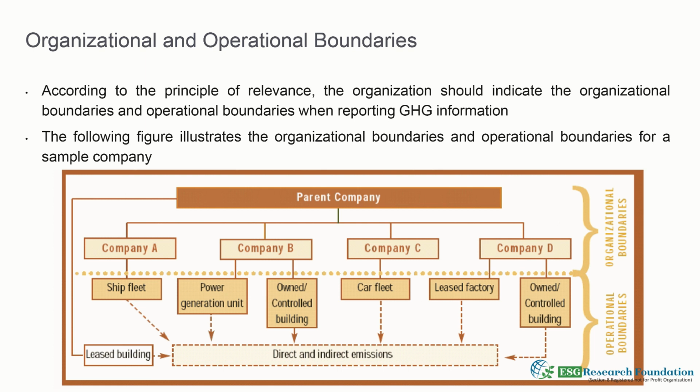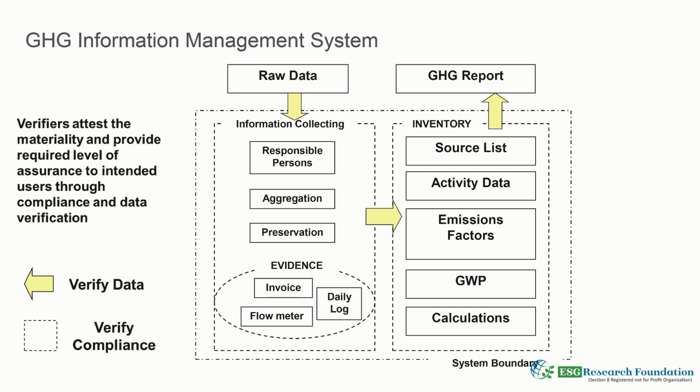So, organizational boundaries would account for all the entities that you would be considering, and operational boundaries would be considering all the sources of emissions which you would be accounting in the GHG inventory preparation of the company. So once this boundary setting is done, then it goes about looking into the raw data, which would be emanating from different departments, different regions, different places.